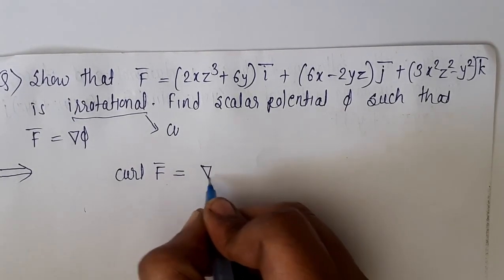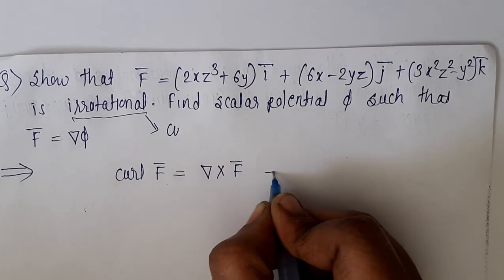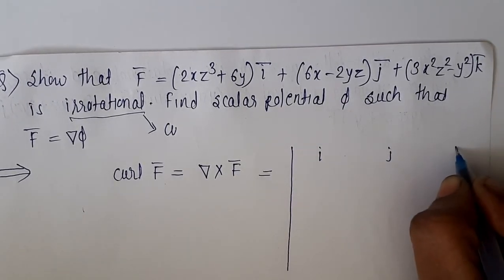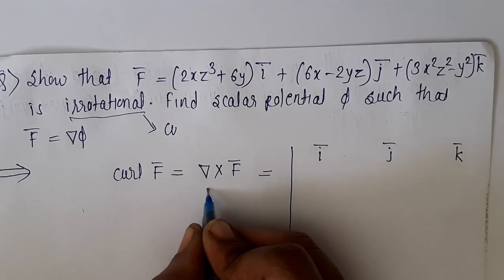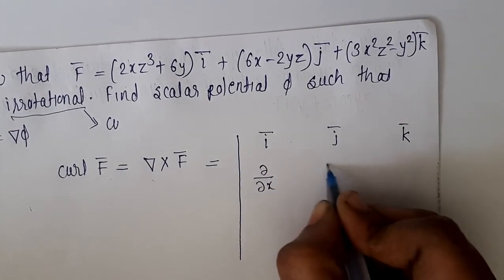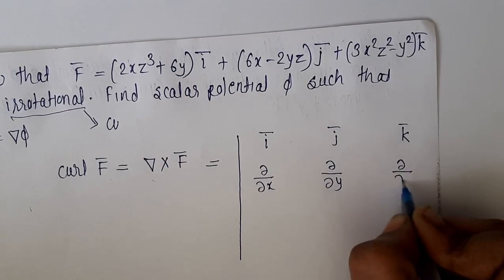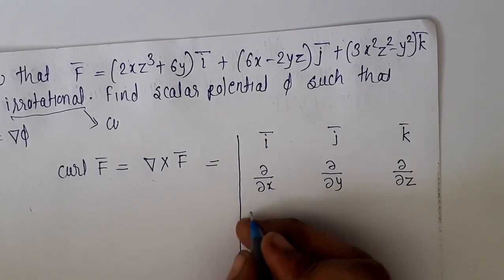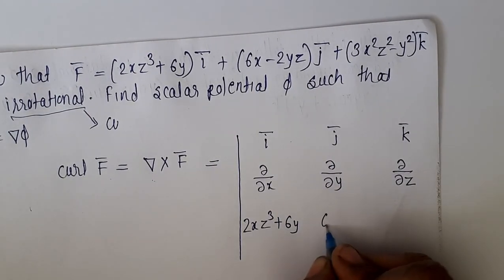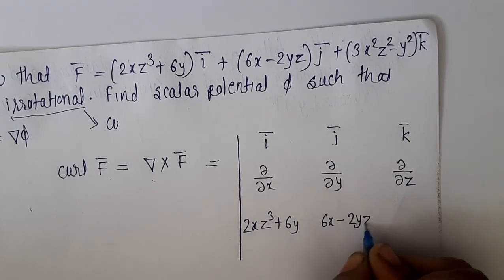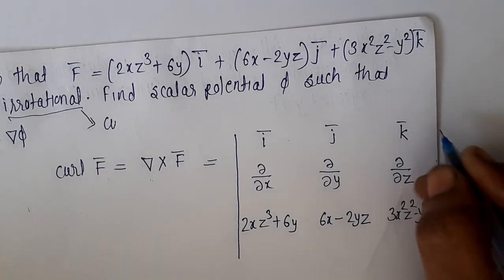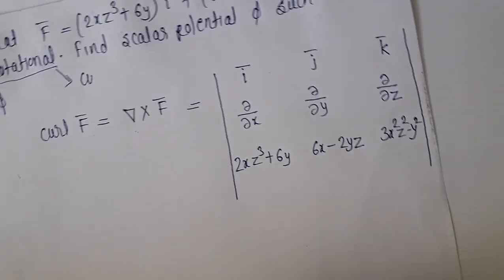Curl of F means del cross F, and it is nothing but the determinant of i, j, k, then del by del x, del by del y and del by del z, and the coefficients of F: the first is 2xz³ + 6y, the second is 6x − 2yz, and the third is 3x²z² − y². Now simplify this.